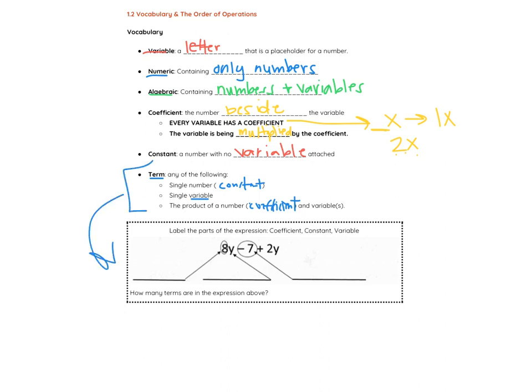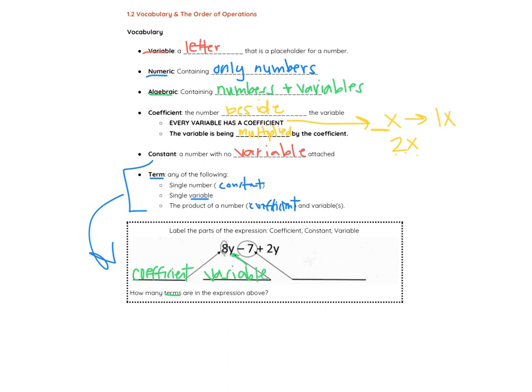So let's do that. It says label the parts of the expression, and then we're going to determine how many terms are in the expression. So this 8 is a coefficient. The reason it's a coefficient is because it's the number beside the variable. Remember, that just means 8 times y if we needed to perform that operation. The next thing that's here is this y. The y is our variable because it's a letter.